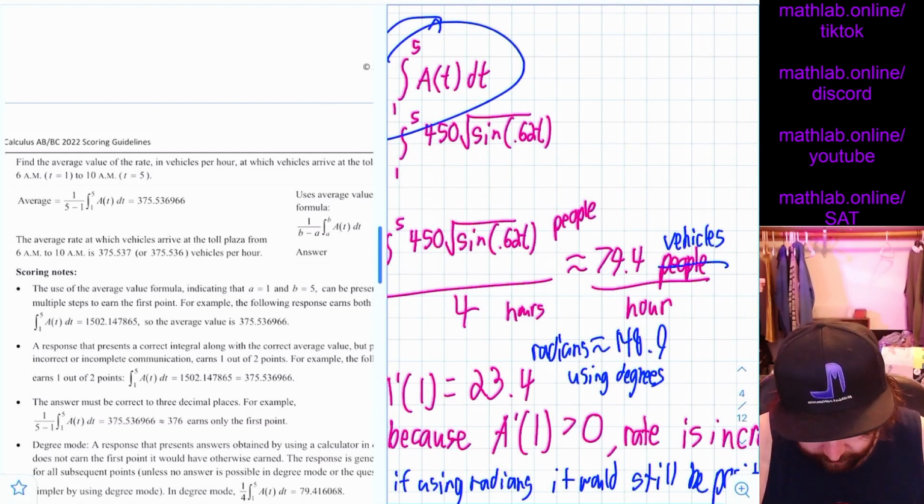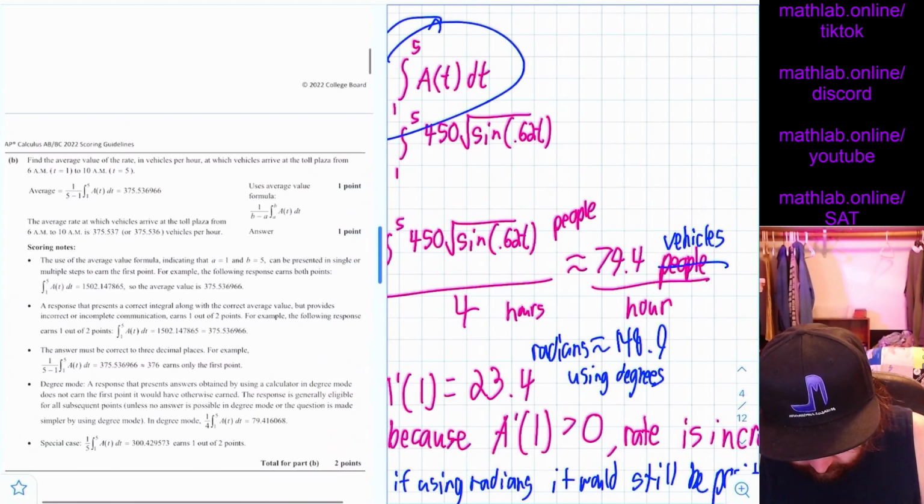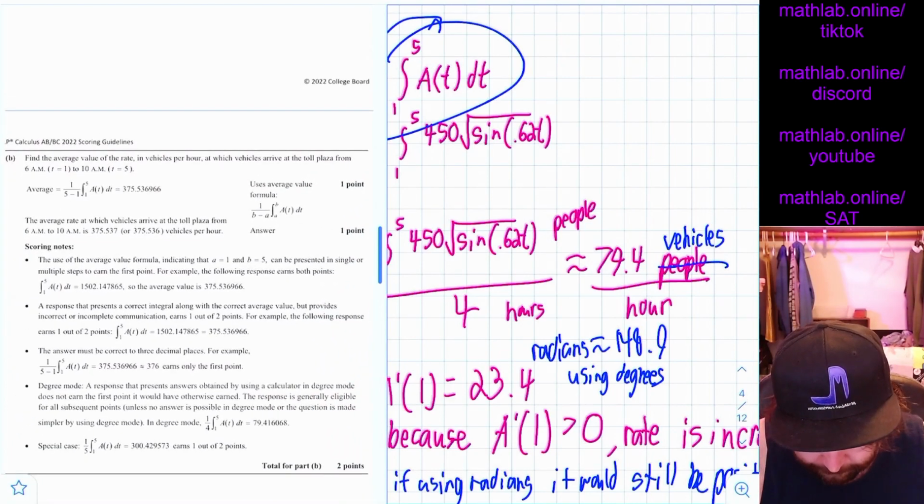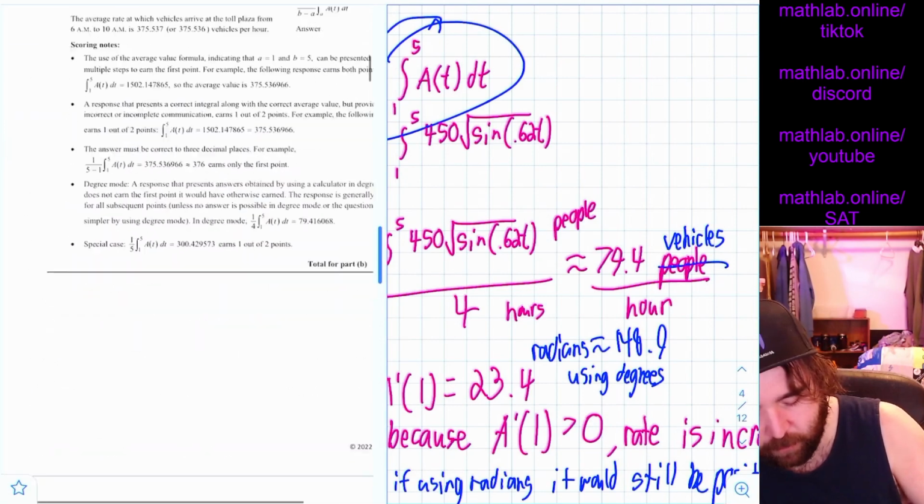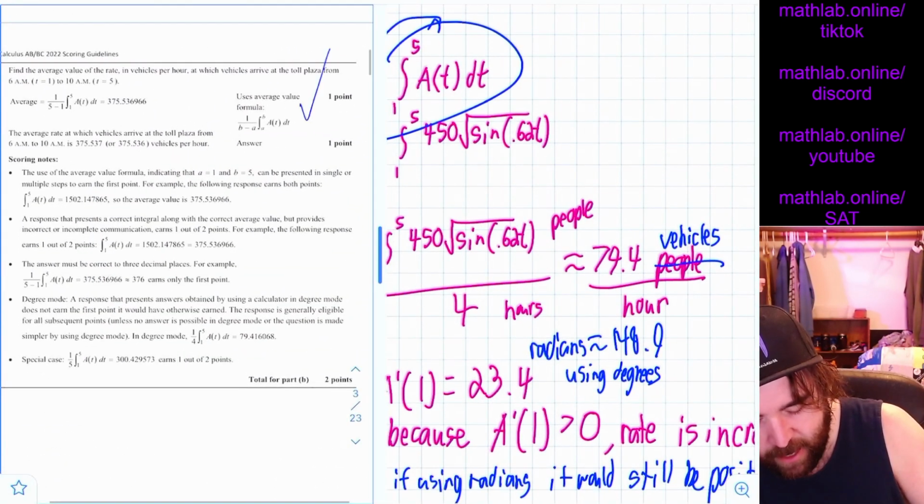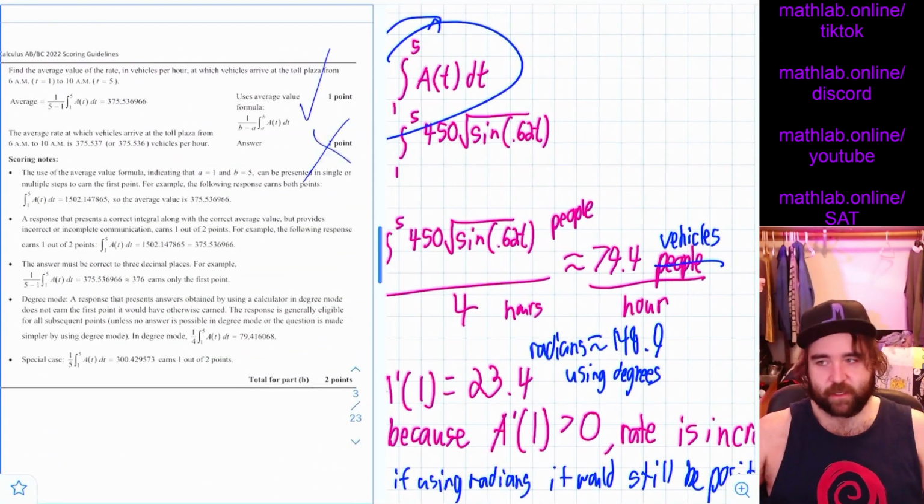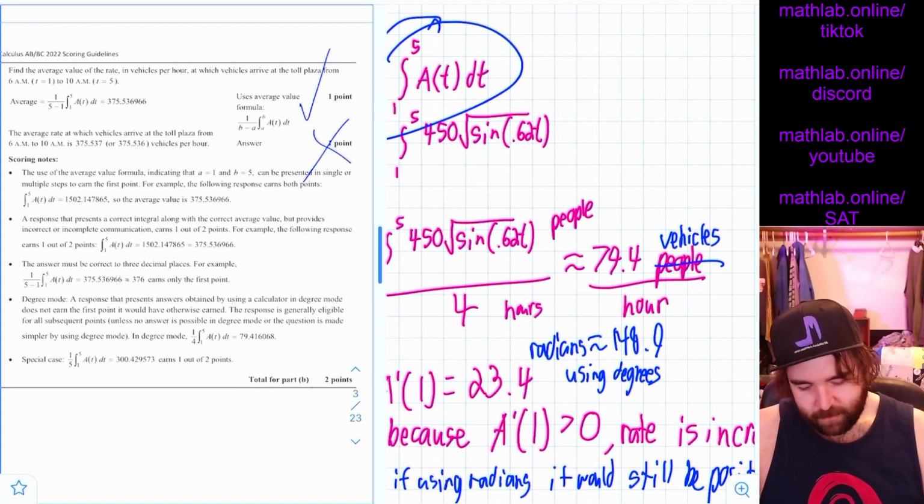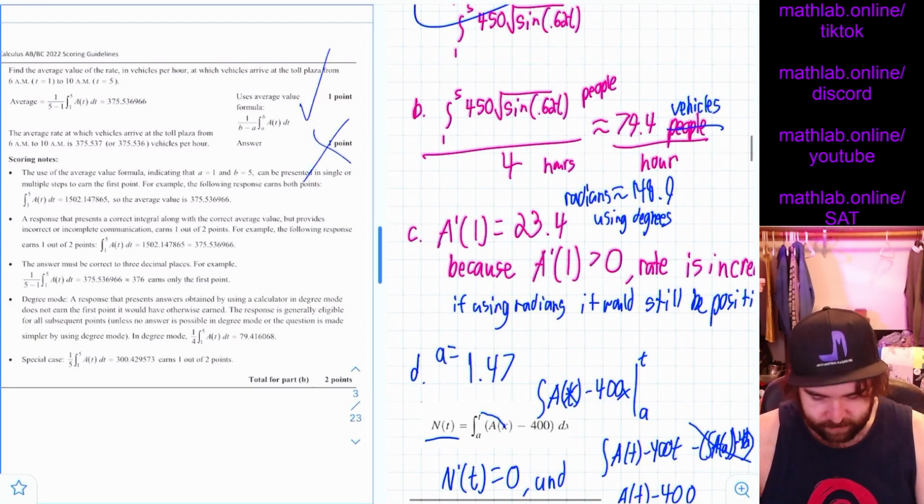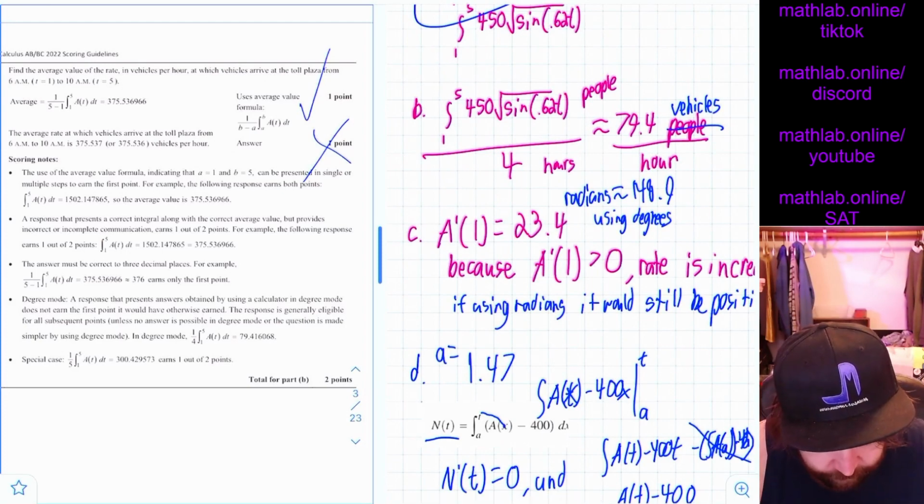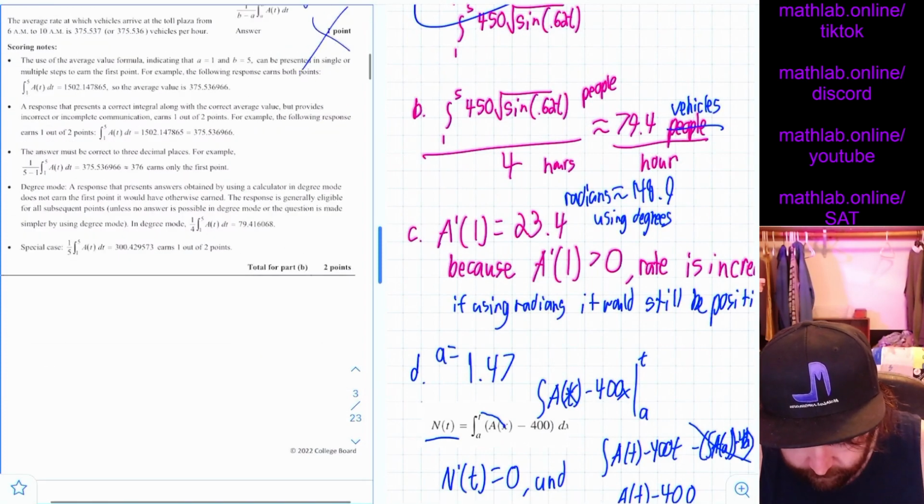So what does it say? Does not earn the first point it would have otherwise earned. So I used the proper formula. I got 1 point for the proper formula, but I did not get the point for the answer because I did it in degrees. That's too bad. Especially when I realized it later. I realized it for the next question, for part C.